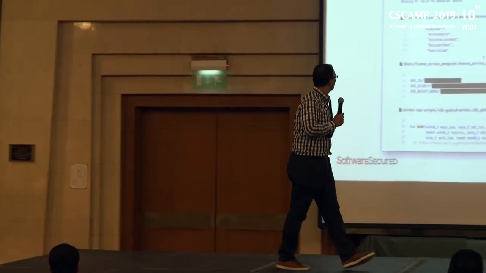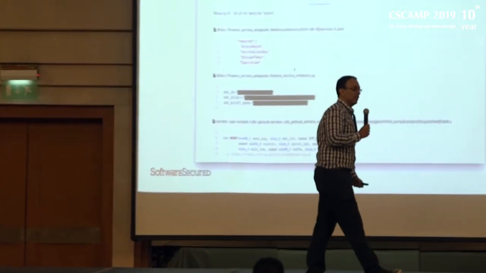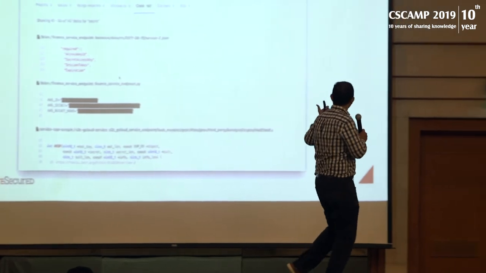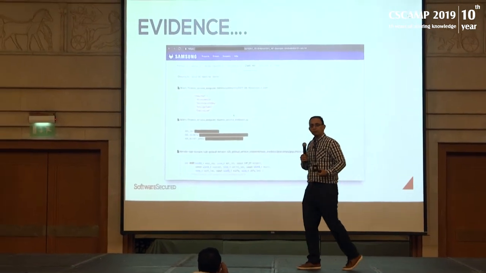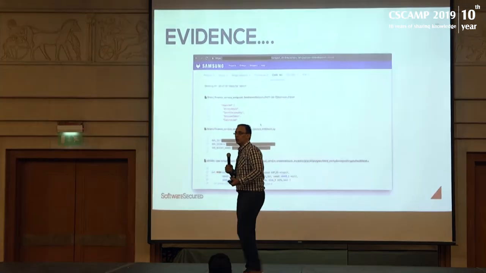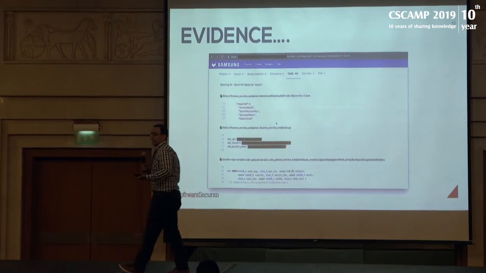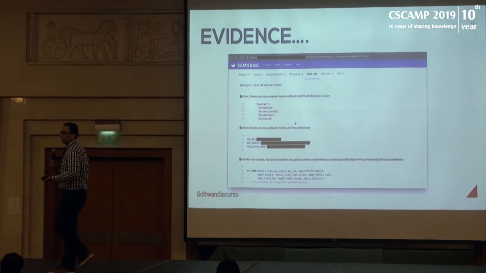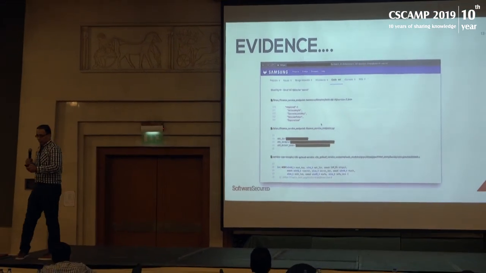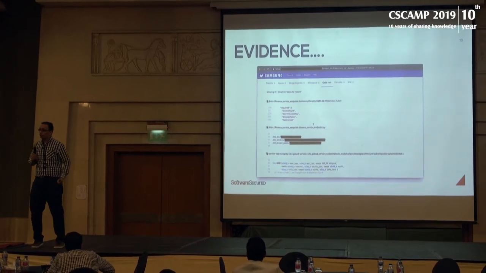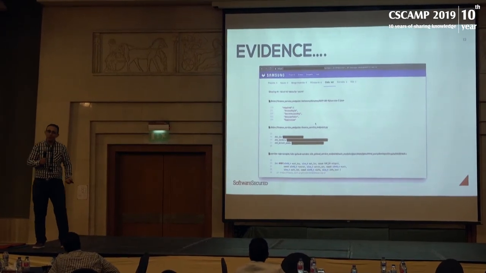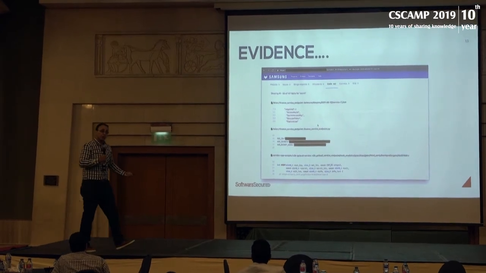Let me give you another example. Anybody familiar with this? So basically this is Samsung code, and Samsung inadvertently disclosed source code that included AWS keys, private keys, and IDs. That's another evidence that source code wants to reveal itself. It wants to come public.